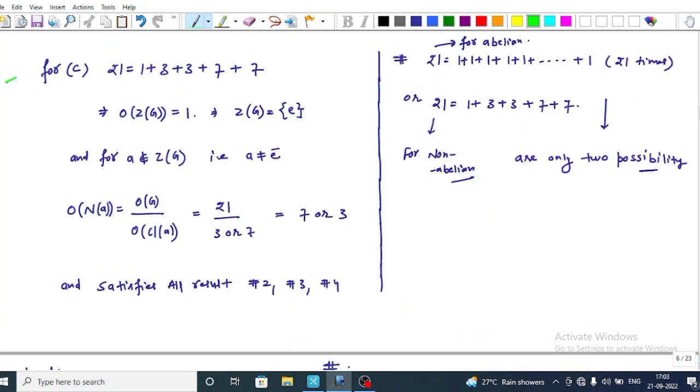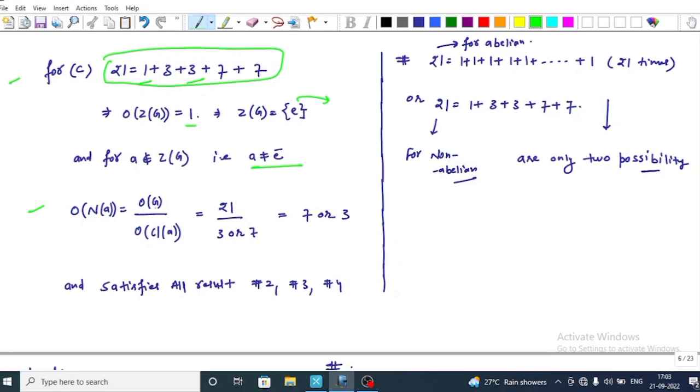Now we have given that the class representation of 21 is 1 plus 3 plus 3 plus 7 plus 7. From this classification we notice that order of Z(G) equals 1, that is Z(G) contains only the identity element of the group. Now for conjugate class, that is a not belonging to Z(G), a not equal to identity element. By result 3, order of N(a) equals order of G upon order of conjugate class. This is 21 upon order of conjugate class, which is either 3 or 7. This implies 7 or 3.